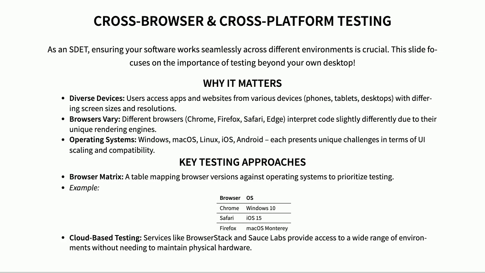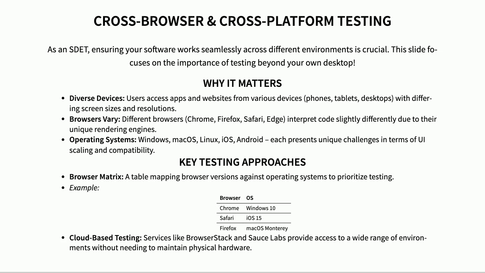And it's not just about the device. We also need to consider which browsers they're using: Chrome, Firefox, Safari, Edge. They all render things slightly differently. Finally, there are operating systems like Windows, macOS, Linux, iOS, Android. Each presents unique considerations. To help with this, a browser matrix is super useful, basically a table that shows you exactly what versions of browsers work well with different operating systems.